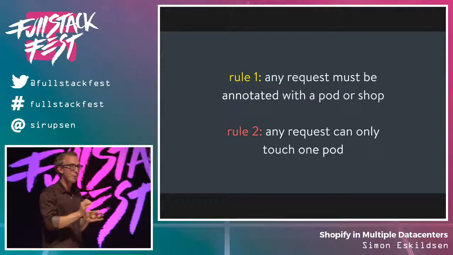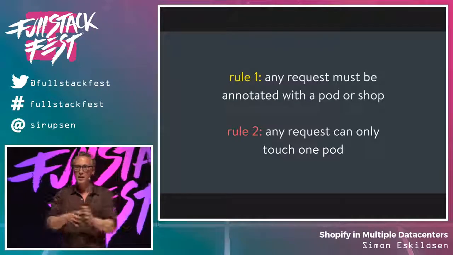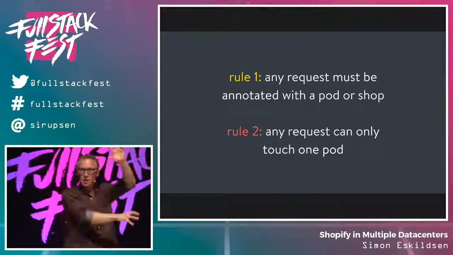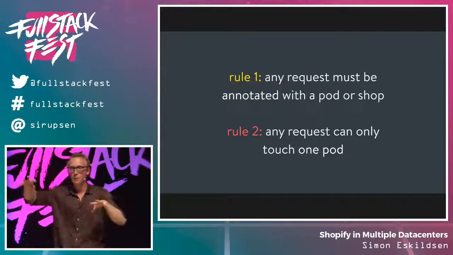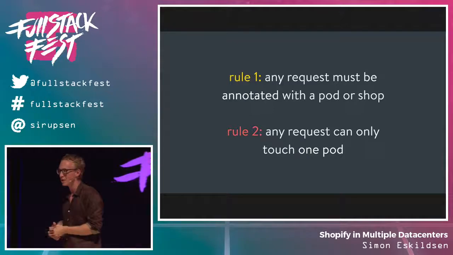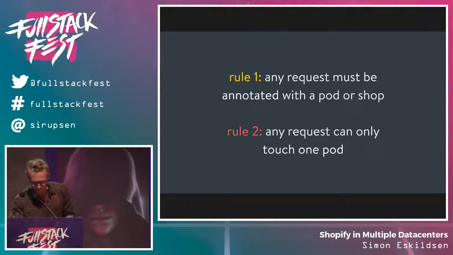Rule number two is that any request can only touch one pod. If it touches multiple pods, multiple Shopifys, it means that you might do a request to Amsterdam that also needs to reach to Asia and North America and everything in the same request, and that's a mess. That has really bad consequences in terms of resiliency, because these requests now rely on multiple deployments of Shopify.